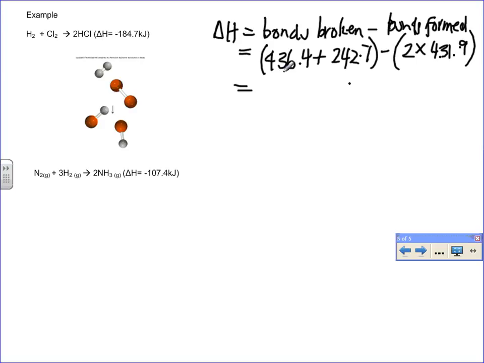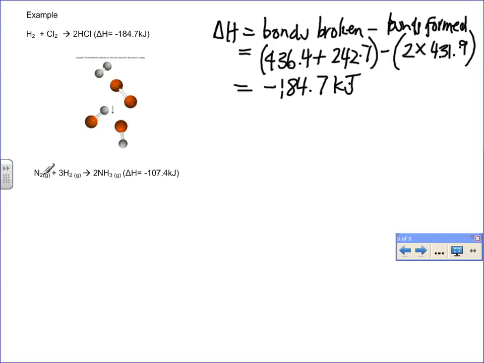So when you sum up the bonds broken and you subtract the bonds formed, you're left with negative 184.7 kilojoules. Okay, so in this case, it's an exothermic reaction. If you look at it, the energy that was required to break the bonds is lower than the energy that was released when we formed the new bonds. So when we say it's all about the net energy difference, that's what we're looking at. We require a certain amount of energy, we get back a certain amount of energy. Whichever is greater is going to decide whether it's an endothermic or exothermic reaction.